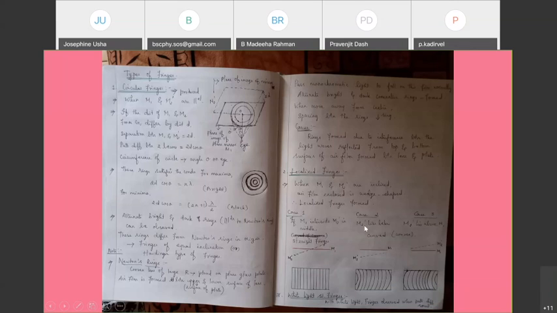Here, if M2 dash, the virtual image of mirror M2, lies below M1, then curved fringes will be formed facing this way. In the next case, if this M2 dash, the virtual image, lies above the M1 mirror, we get fringes like this which face towards the right side. The previous one faces left, this one faces right.